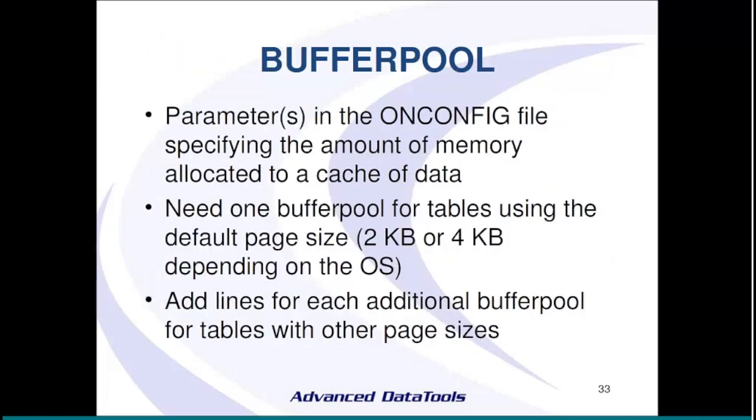The buffer pool is a specific parameter in the onconfig. This is how much memory you are actually giving to a particular memory pool where pages read from disk will be stored. By default, it'll create a single one of a default page size, which depends on the operating system. Linux is 2K by default. A lot of the Unixes are 4K. You can have multiple buffer pools. Each one needs its own line.